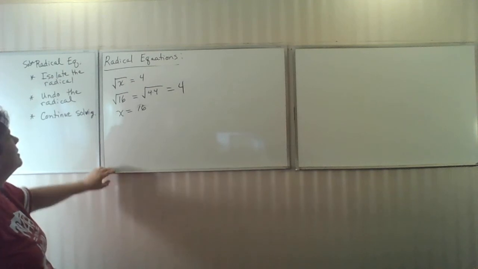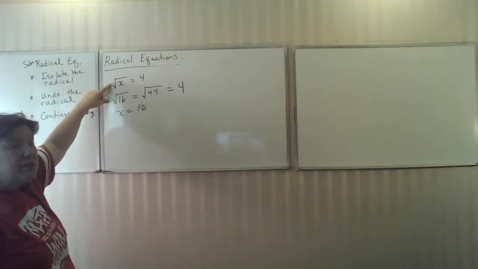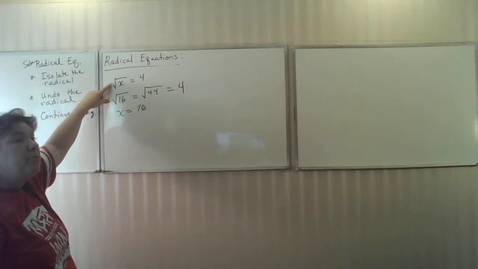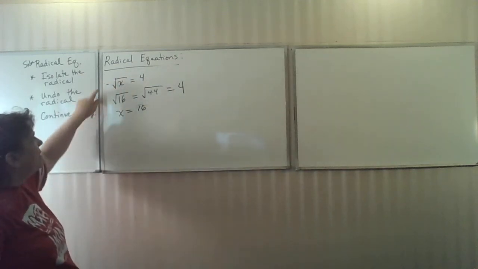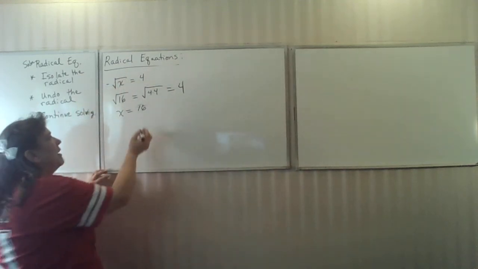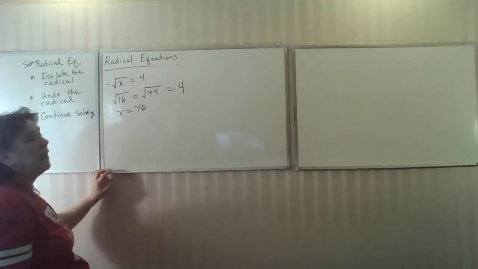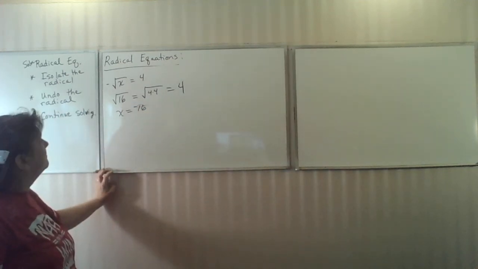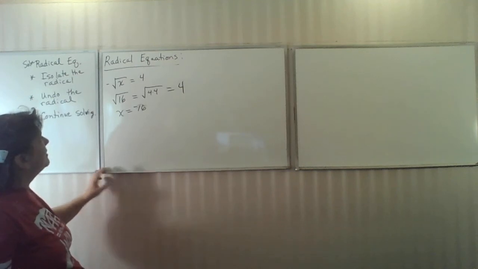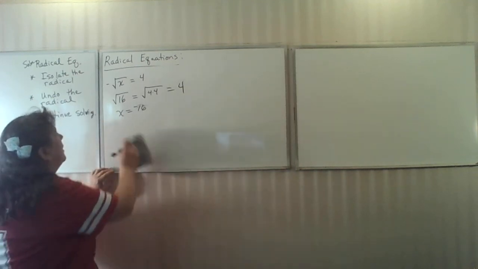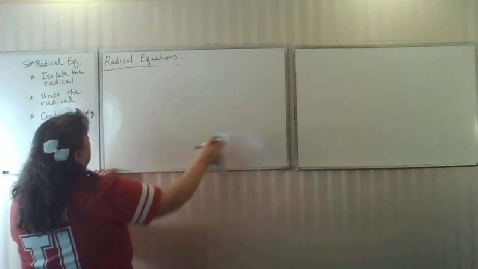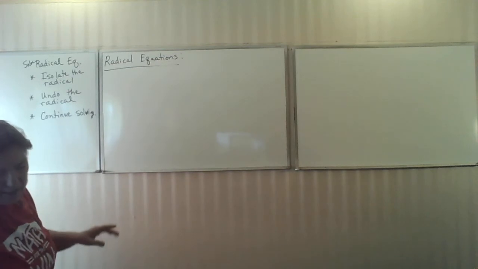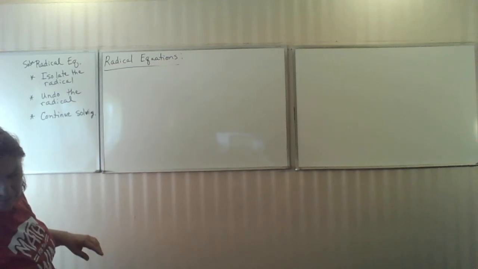Okay? Square roots are like absolute values. They produce a positive answer every time, unless we tell them to do the negative. If we tell them to do the negative, then this would become a negative 16. So we have to think about those things when we're looking at it, although that would not be a good thing to do there. You have to do something outside to get a negative, okay?